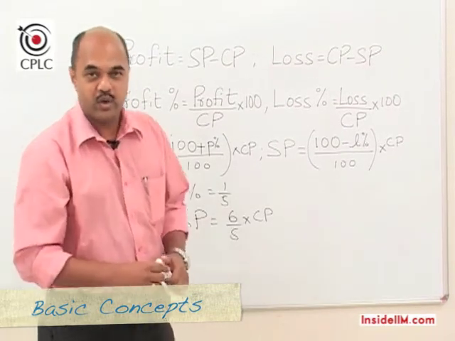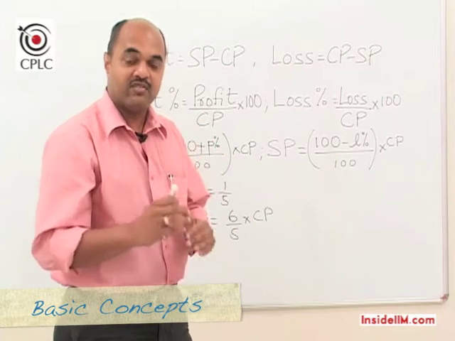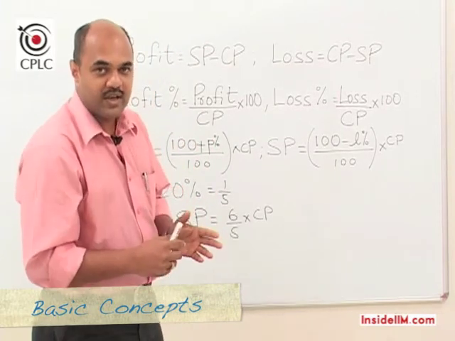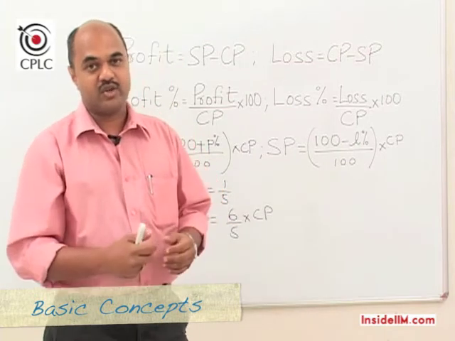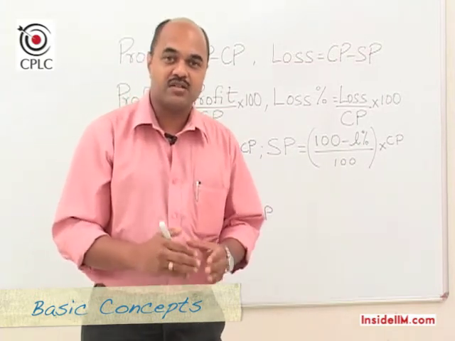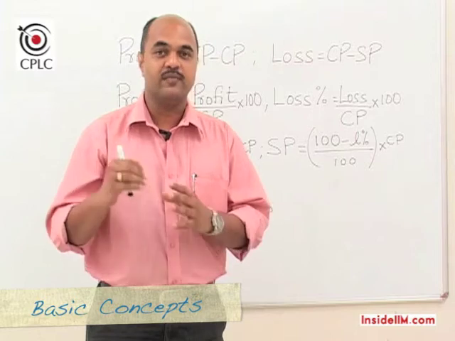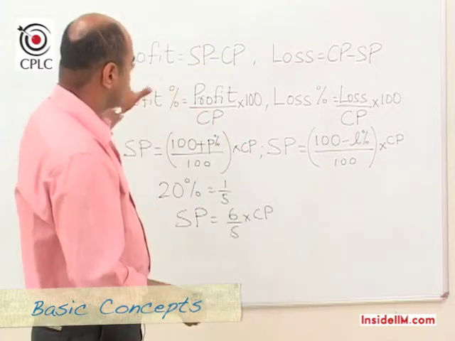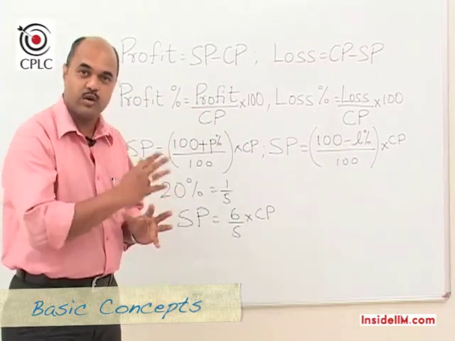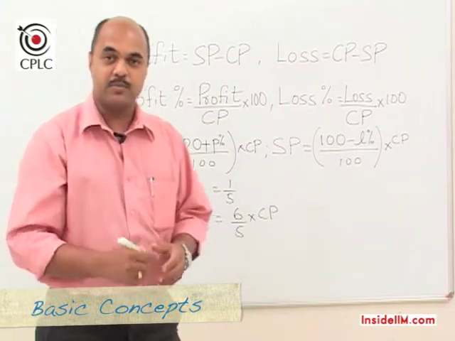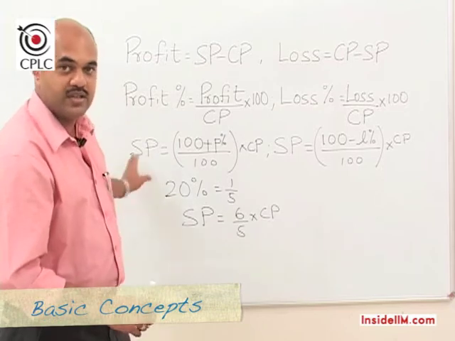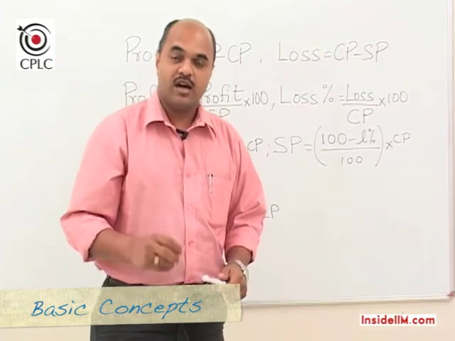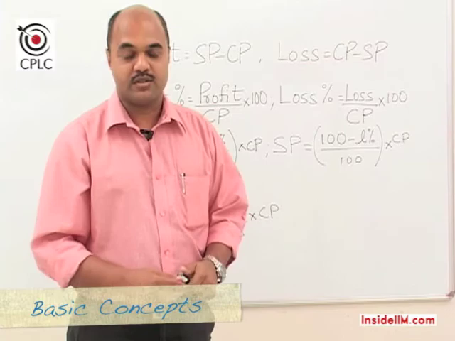So 14.28% is 1 by 7. If that's the loss, then my selling price should be 1 by 7 less than the cost price, and hence I can straight away write that as selling price is 6 by 7 of the cost price. So these are some basic formulae for profit loss, expressed in percentage terms, or how we can actually write down selling price in terms of the cost price under a profit situation or a loss situation.